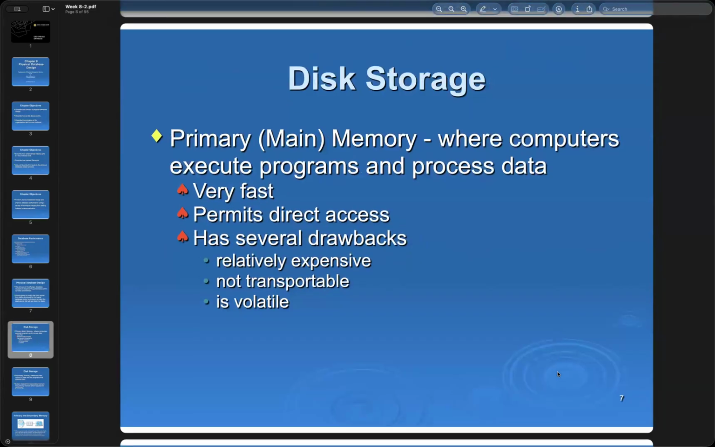When we talk about disk storage, we do have the main memory, or sometimes we call it the primary memory. So it's the RAM, right? It's where the computer executes programs or processes data. This one is way faster, and it permits direct access to the database.